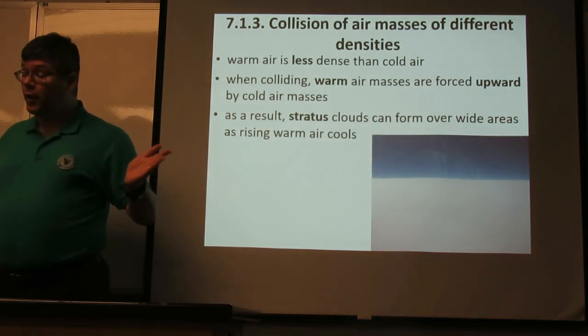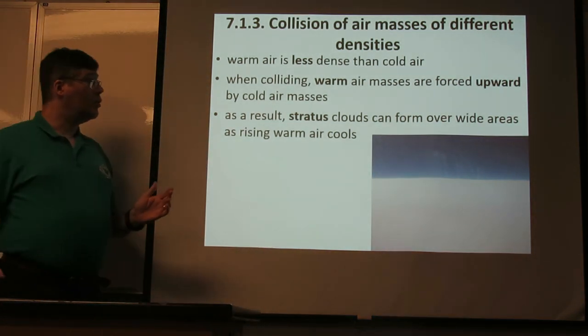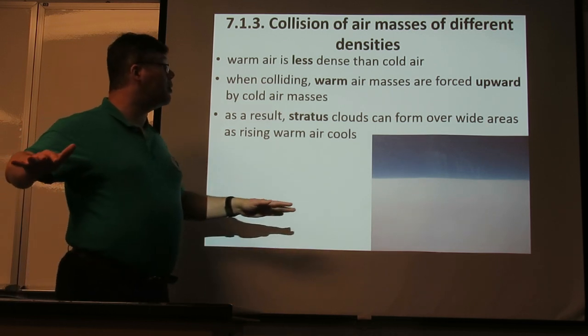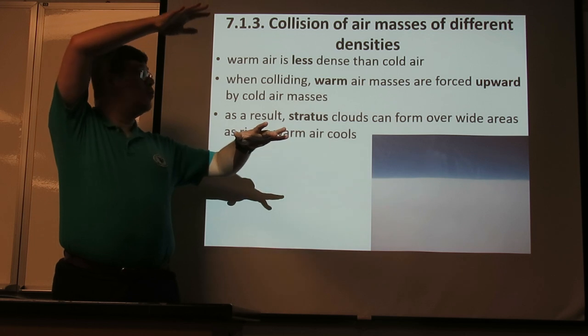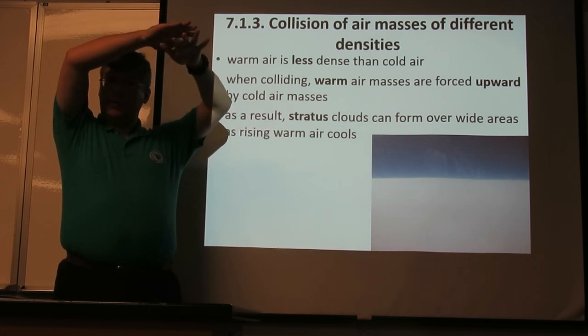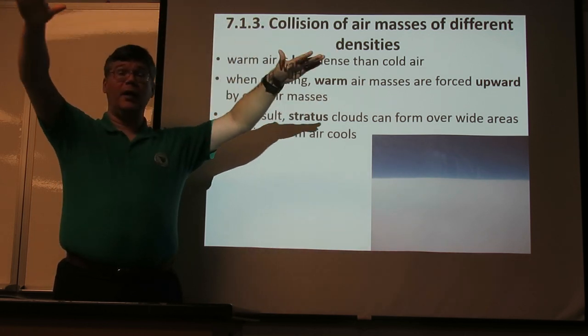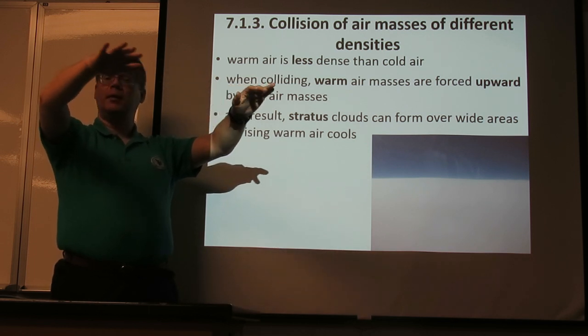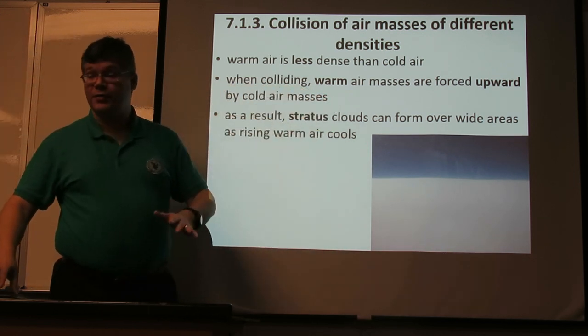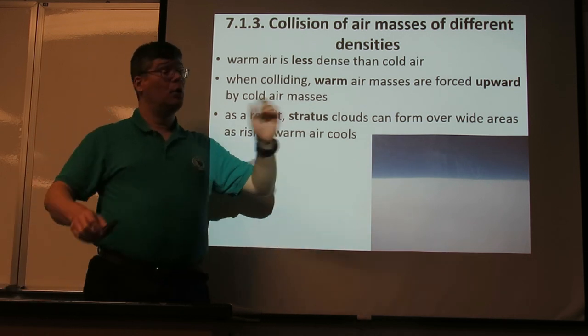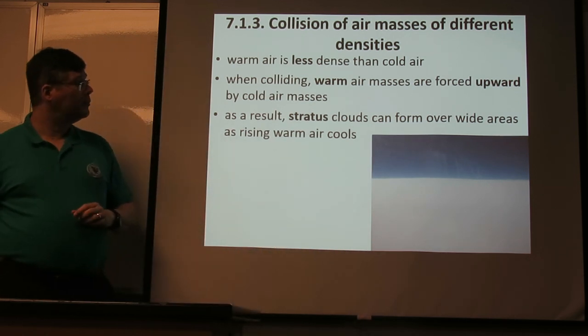What about air mass collisions? The warm air, being less dense than cold air, will tend to move up. As it moves up, it cools down. Great big mass of air, all cooling down. So this will tend to give us a big layer of clouds, stratus clouds, where this warm air mass moved up over the cold.